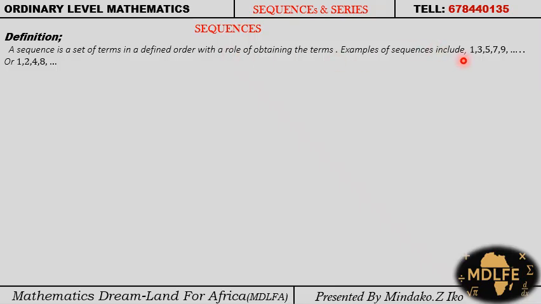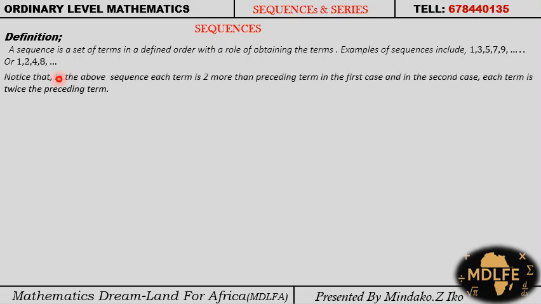Examples of sequences include 1, 3, 5, 7, 9, and it continues, or 1, 2, 4, 8, it continues. Okay, so note that in the above sequences, each term is two more than the preceding term in the first case, and in the second case each term is twice the preceding term.